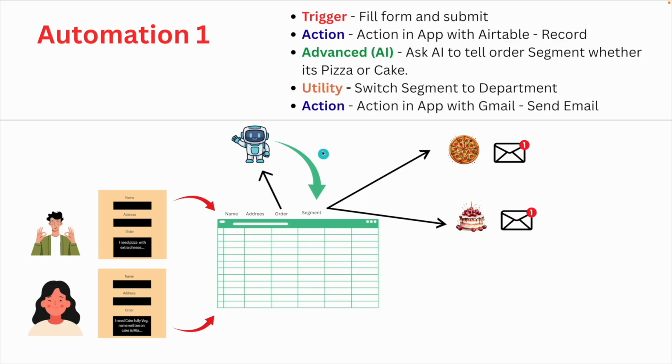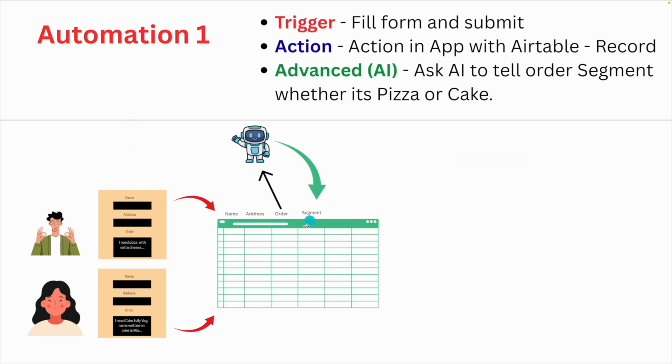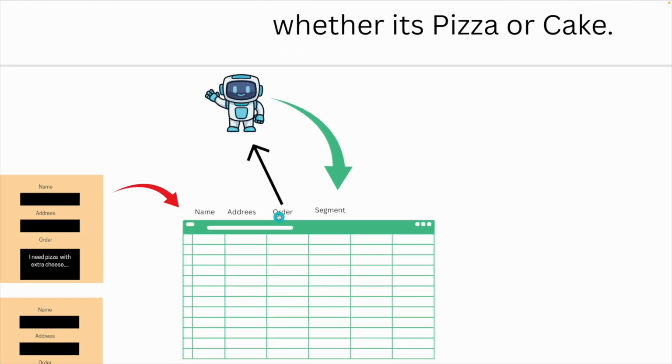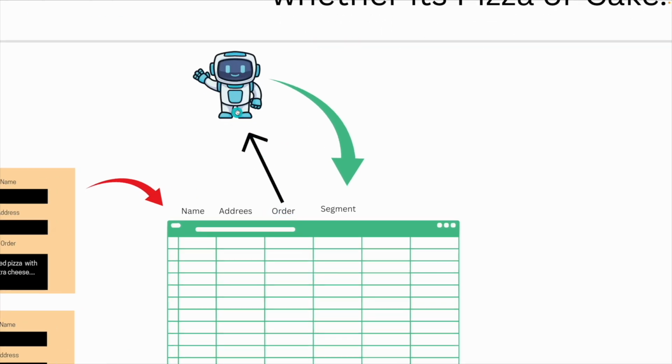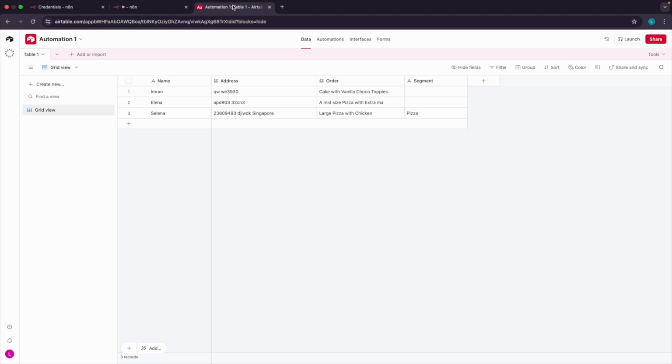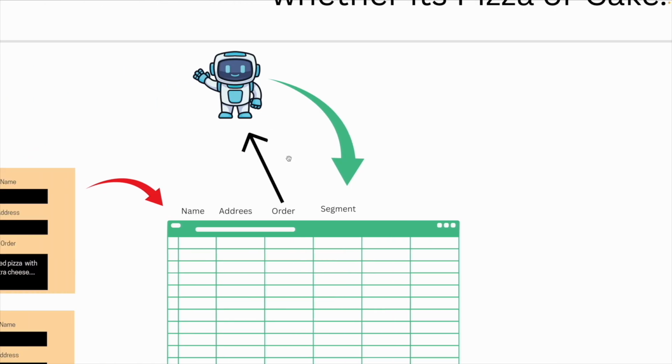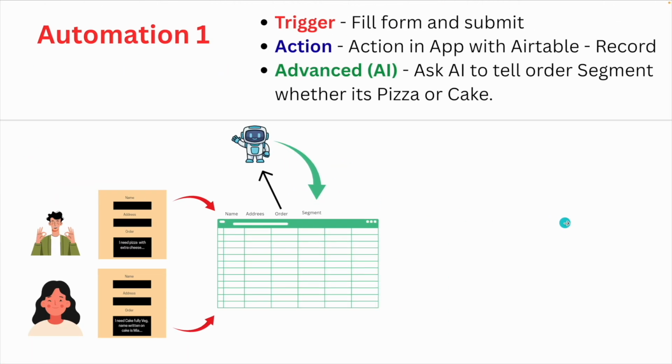Now, guys, we are going to learn about utility in the same example. So till the previous one, our AI has been using the order. It has sent that order detail to AI, and it can now understand whether it's related to cake or pizza, and that segment is now recorded over here in the table, right? Which is great. Now let's make it a little bit more advanced.